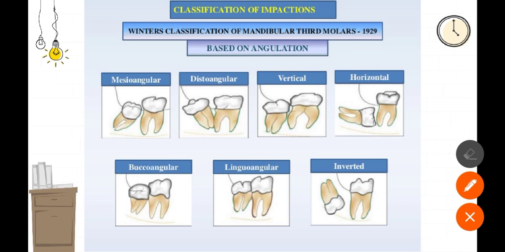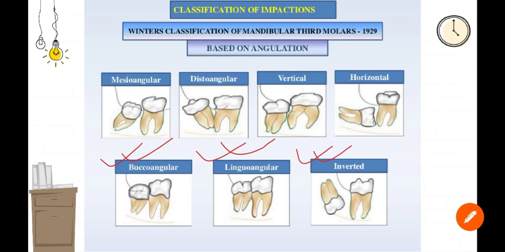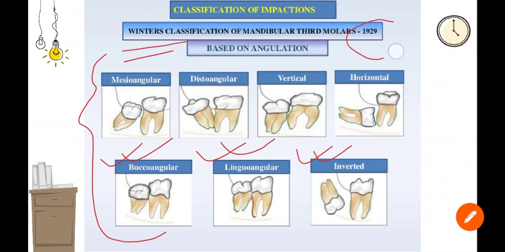In addition to those 4 classifications, impaction may be buccoangular, linguoangular, and inverted. So these 7 are the classification by Winter in 1929.